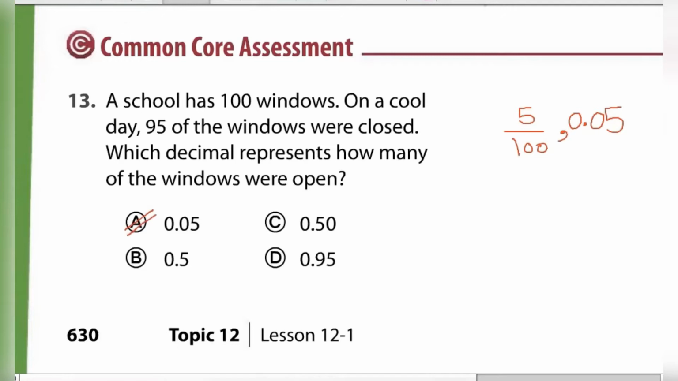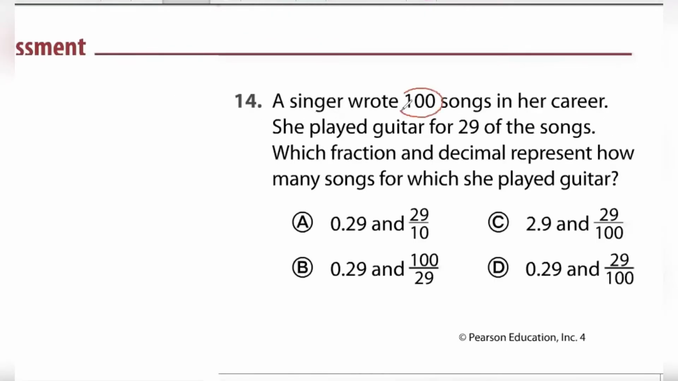Letter A. Number 14, a singer wrote 100 songs in her career. She played guitar for 29 of the songs. Which fraction and decimal represent how many songs for which she played guitar? So the total number of songs was 100, and she played guitar for 29. I write here 29. To write it as a decimal, I will write the numerator 29 and count from the right 2 places. 1, 2. Put the decimal point, and in the whole part I will put 0. So which choice matches my answer? It will be letter D.